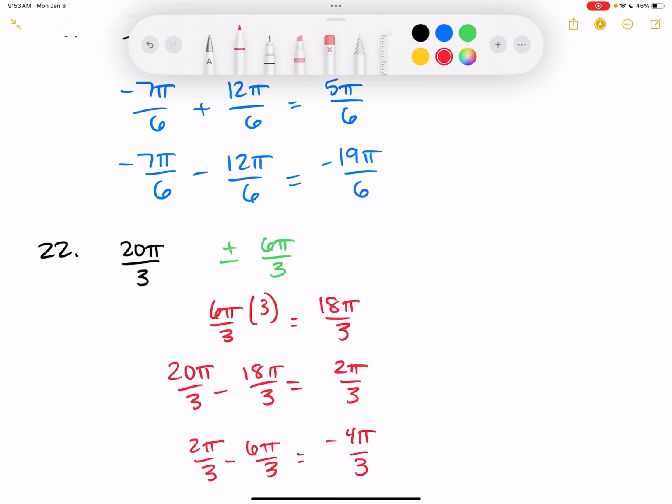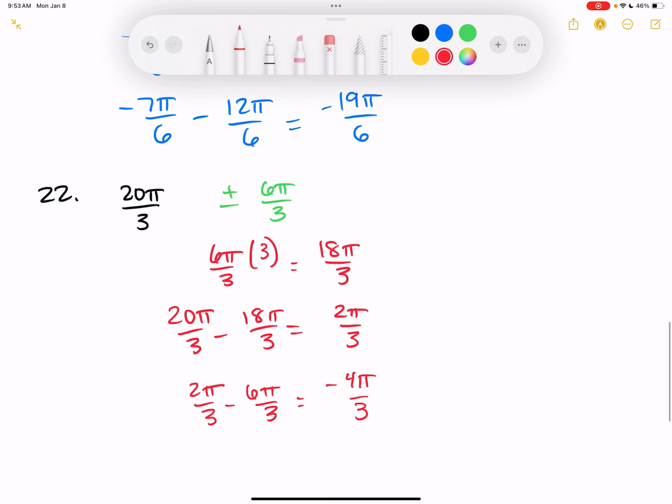Any questions on that one? That one's obviously we did a little differently. Now, if you had added 6 pi over 3, again, I would still take it because that would still be like the first positive one in terms of adding. So if you did 26 pi over 3, that would be fine also, or any of the ones in between.